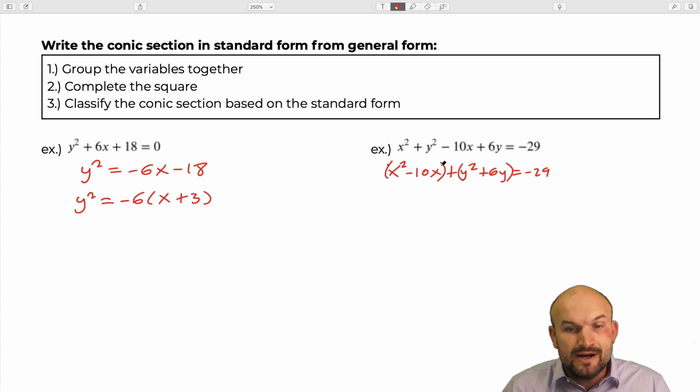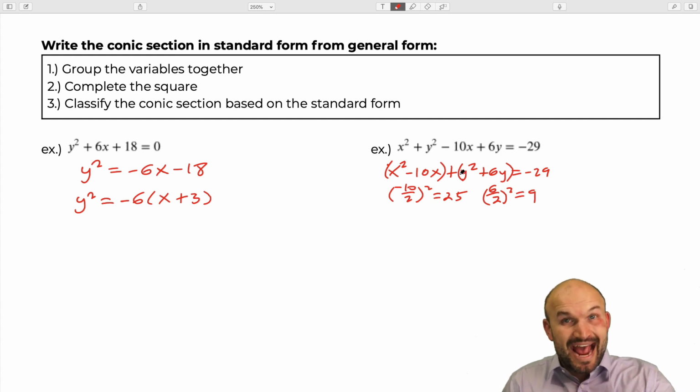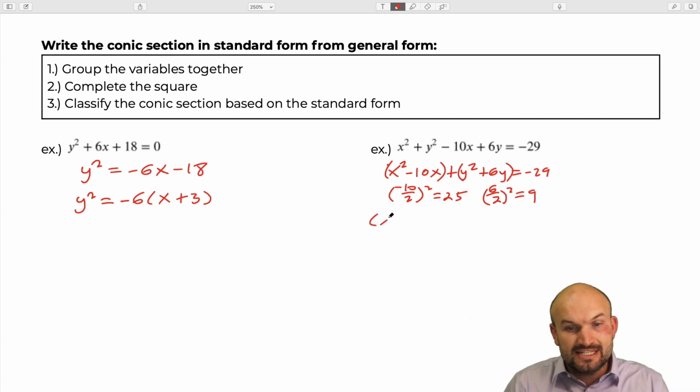Remember, to do that, all you simply need to do is take the middle term, divide it by 2, and square it. So negative 10 divided by 2 is negative 5. Negative 5 squared is going to equal 25. 6 divided by 2 is going to be 3. 3 squared is going to equal 9. Now I'm going to take these values and add them inside of the parentheses. That is going to equal my value c that completes the square.